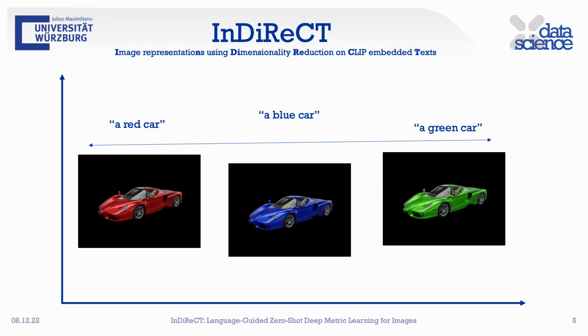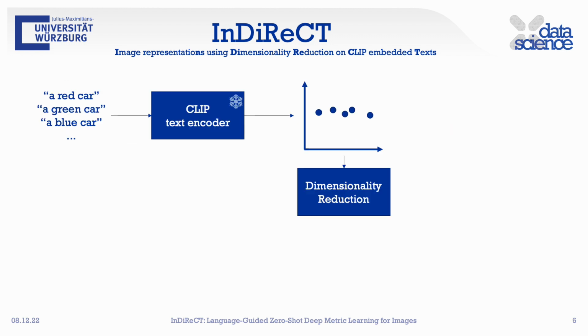The basic idea of InDiReCT relies on the assumption that the text and image embedding spaces of CLIP are somehow aligned. When varying a certain aspect in the text, for example the color, and the same aspect in the image, this should induce variances in the same dimensions in this joint embedding space. We used this idea in InDiReCT.